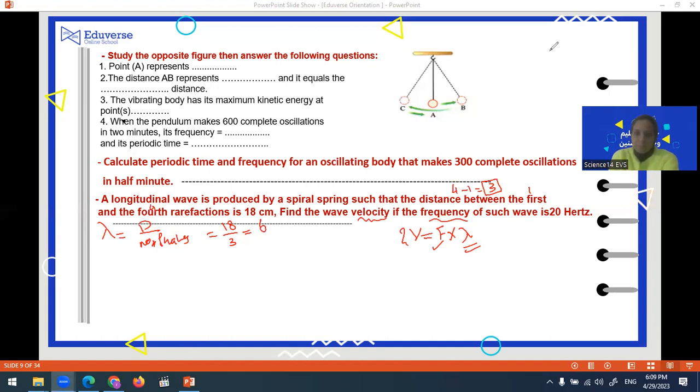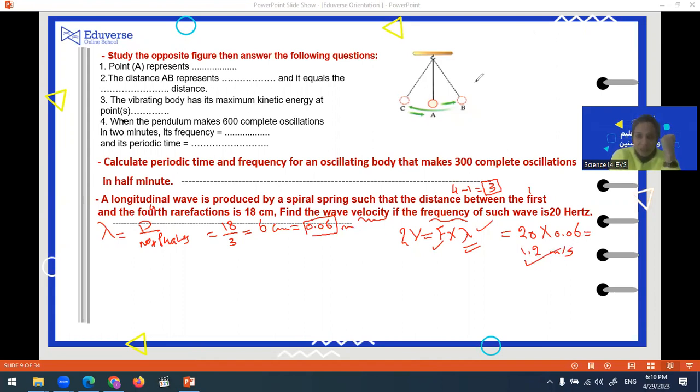Here I can find that this number will be in centimeter. The wavelength, I prefer it in meter, so let's change it to meter. It will be 0.06. Now I have the wavelength in meter and I already have the frequency. Let's find the velocity. Frequency, which is 20, times 0.06, and now the velocity will be 1.2 meter per second.